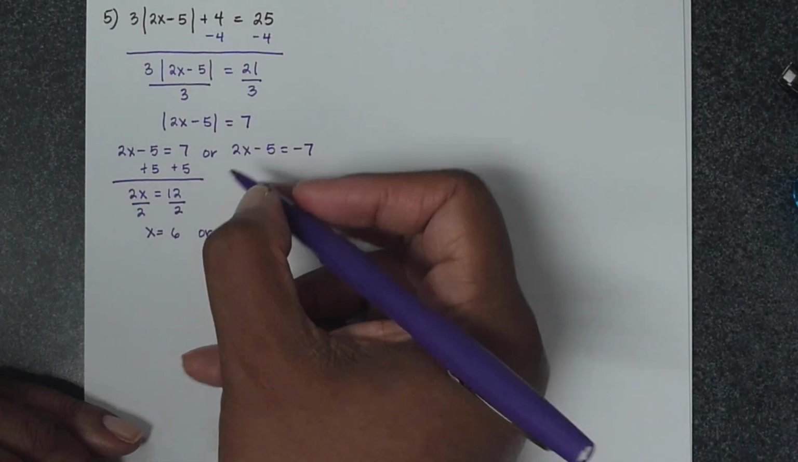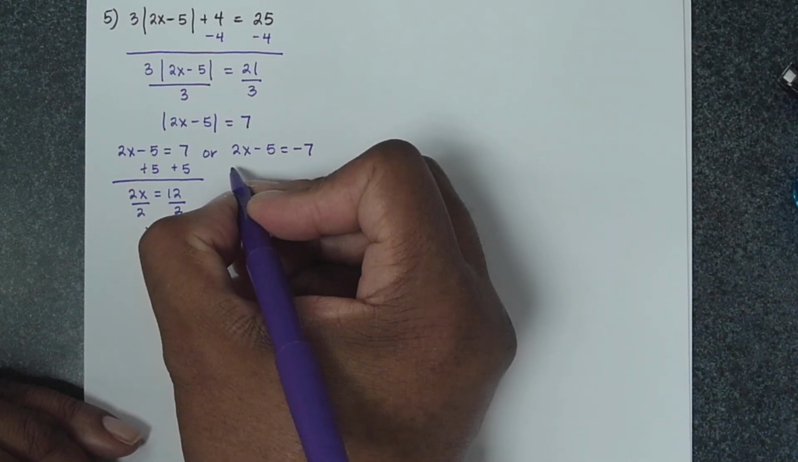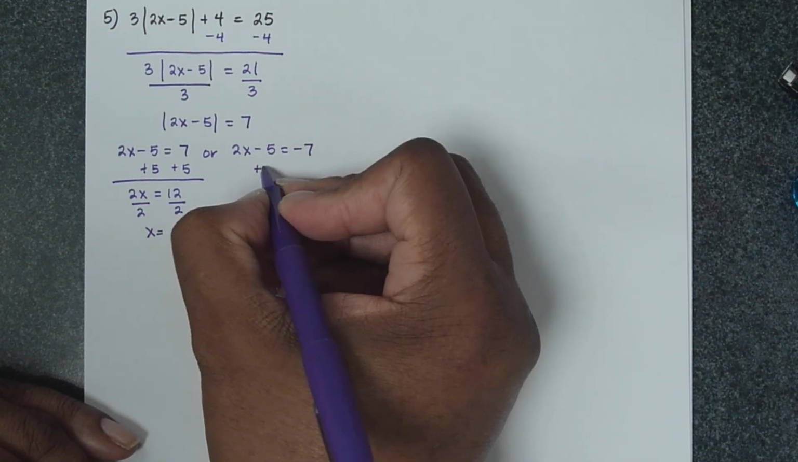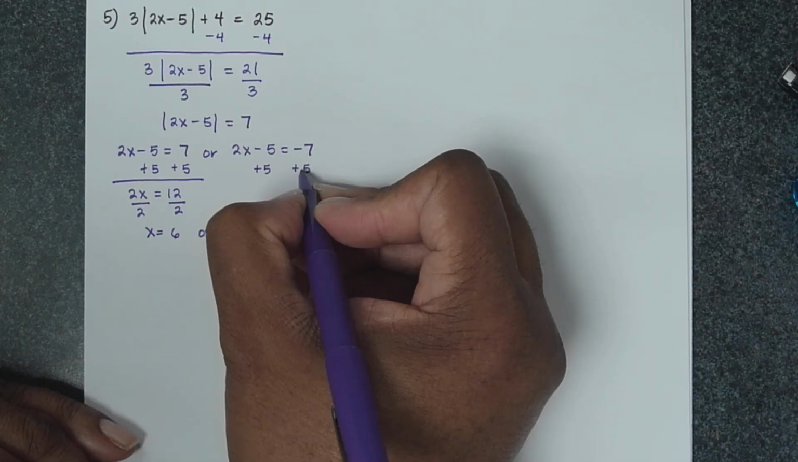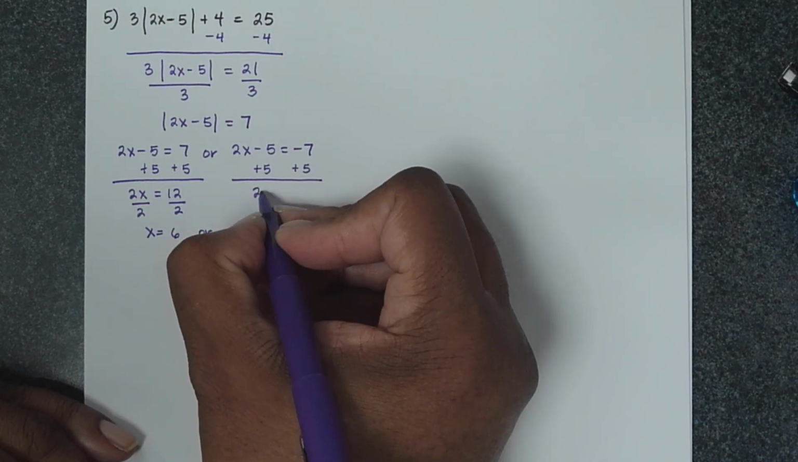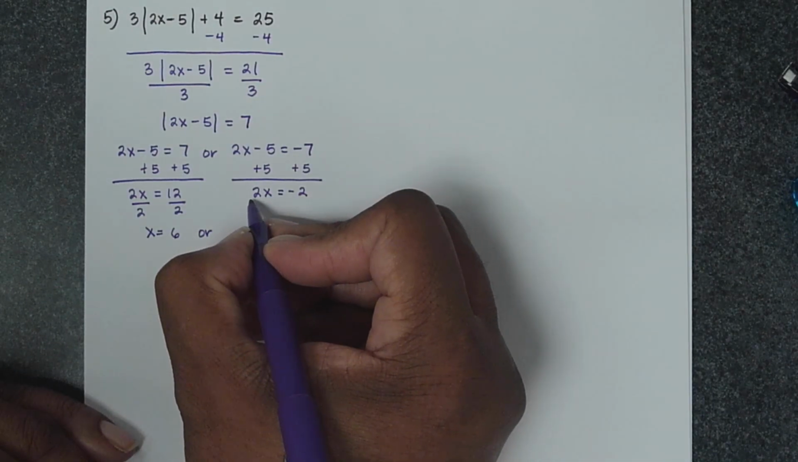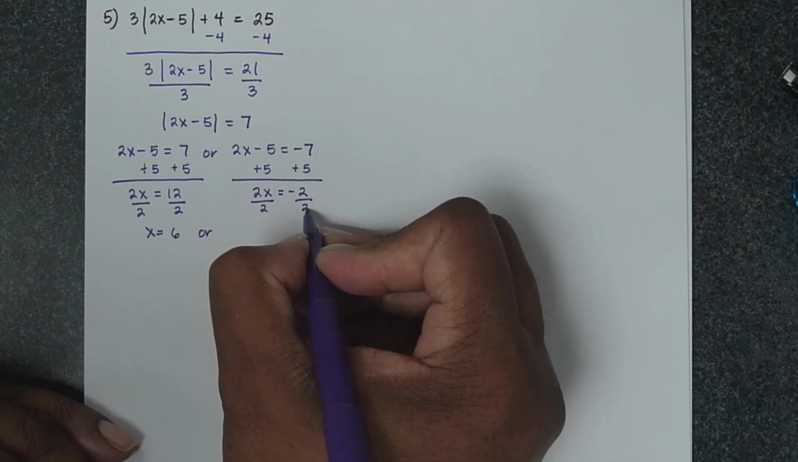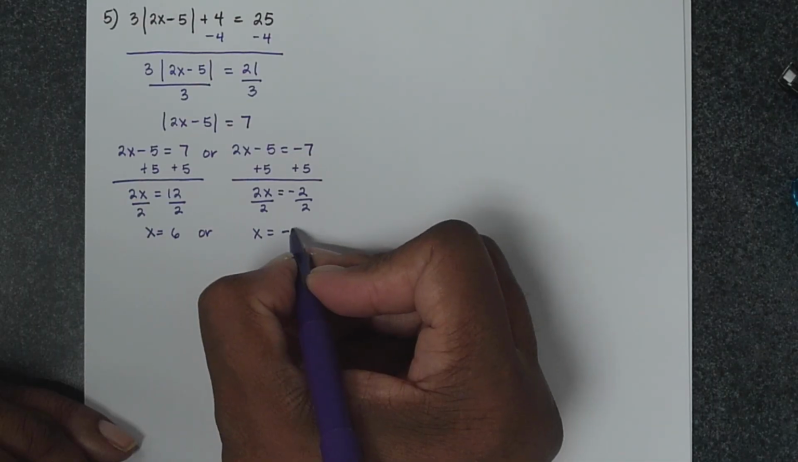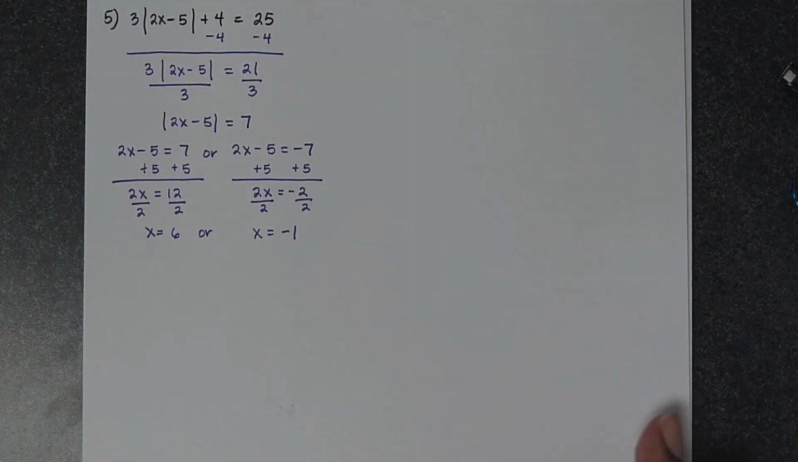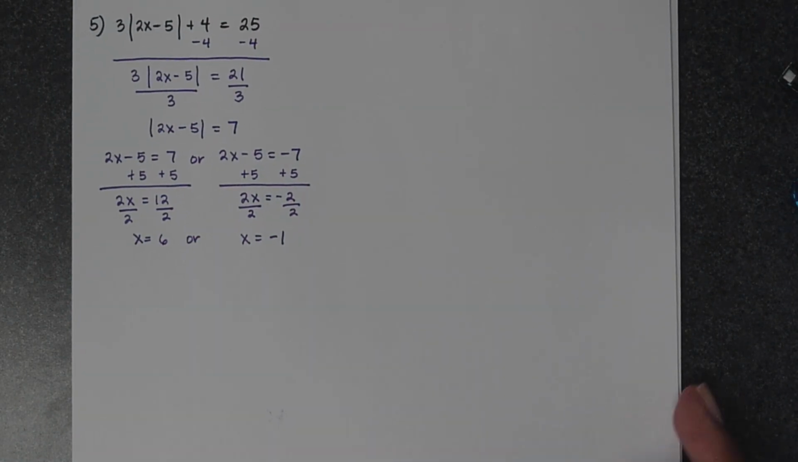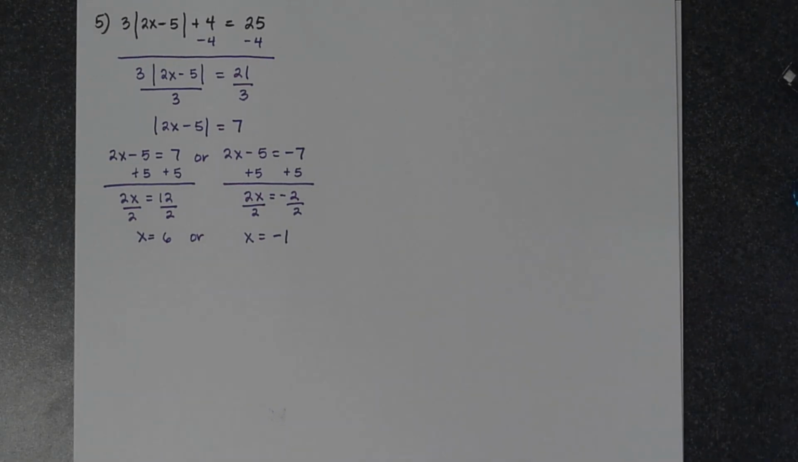Or for the 2x minus 5 is equal to negative 7, now I'm still going to add 5 to both sides, but this time 2x will be equal to, now negative 7 plus 5 will be negative 2. So 2x equals negative 2. Divide both sides by 2. x is equal to negative 1. And these are my two solutions for this absolute value equation, x equals 6 or x equals negative 1. Okay, so that's problem number 5.